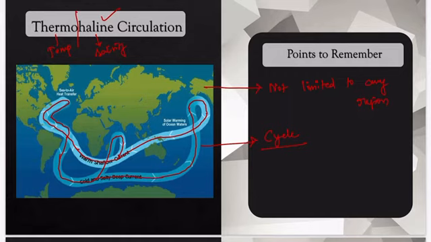So that's why thermohaline circulation is also called the global conveyor belt mechanism, right? So it is not limited, it's forming a cycle and it moves across the ocean. So that's why it is called the global conveyor belt.